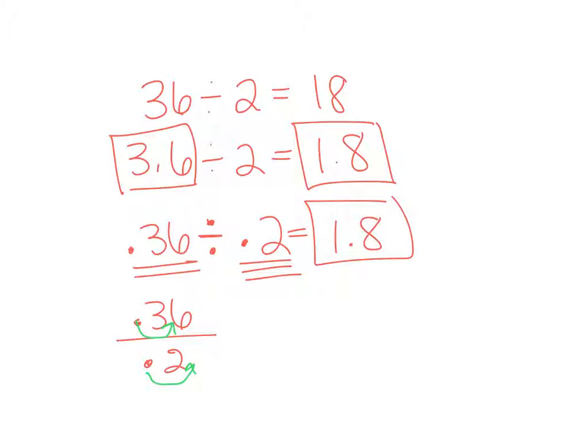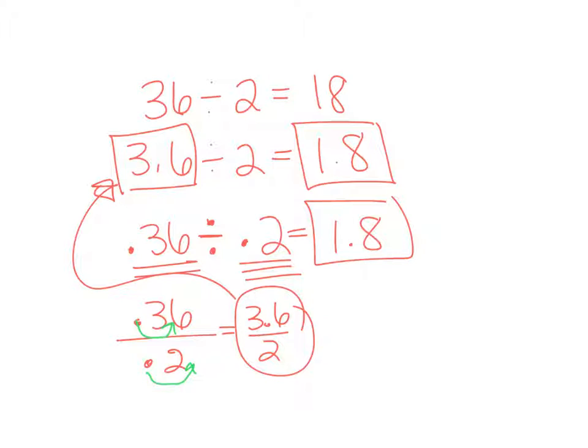I have to be fair. So I've multiplied both of those by 10. And then I get to my equivalent fraction, 3.6 divided by 2, which I am allowed to do. And this just goes right back to this problem. These two are equivalent division problems.